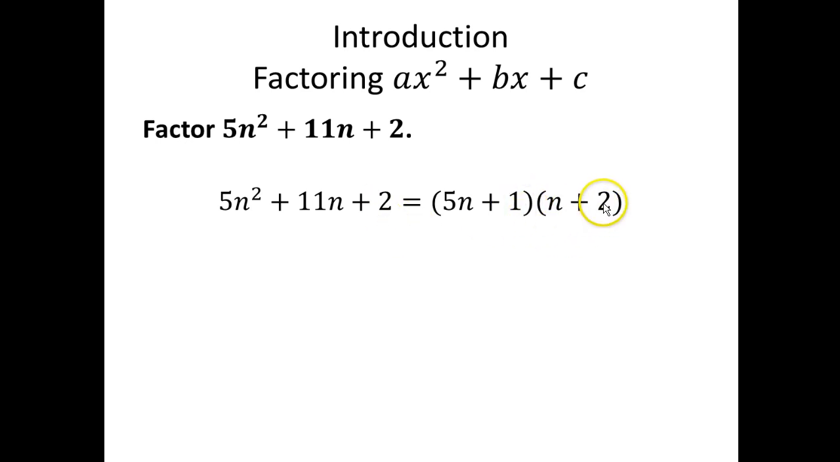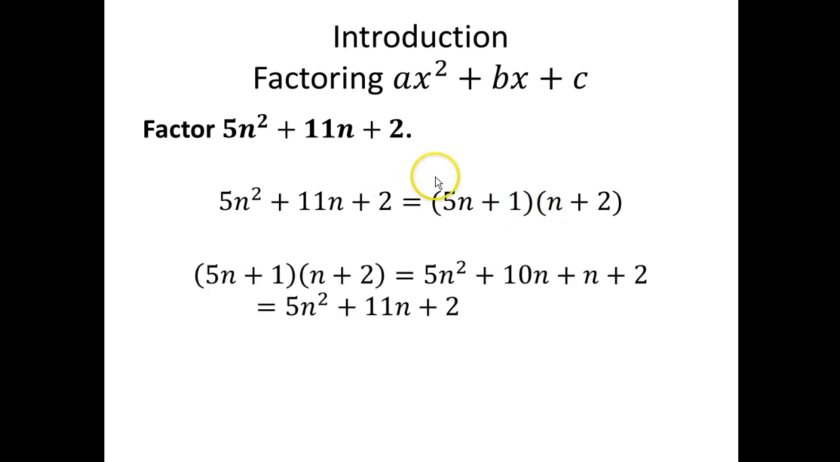So of course we could have paired the 2 with the 5n and the 1 with the n and still have gotten the first and last products to work out just fine, but if we FOIL, you'll see that this factorization is indeed the correct one. I find the product of these two binomials by using FOIL. I have 5n times n, that's 5n squared. My outer product, 5n times 2, that's 10n. Inner product, 1 times n, that's n. Last product, 1 times 2 is 2. Combining like terms, 10n plus n, I get 11n.